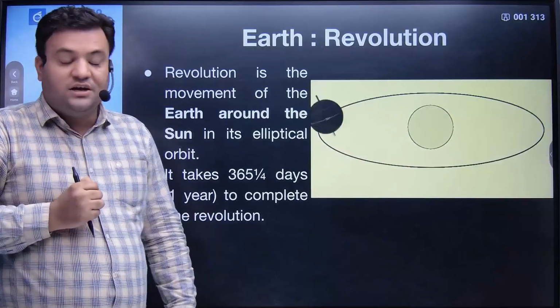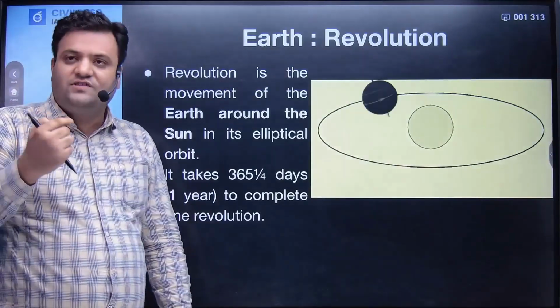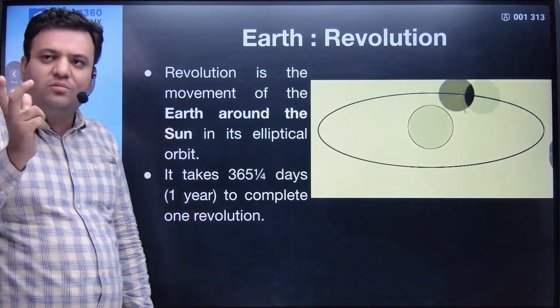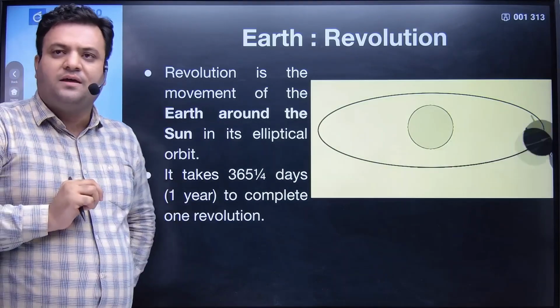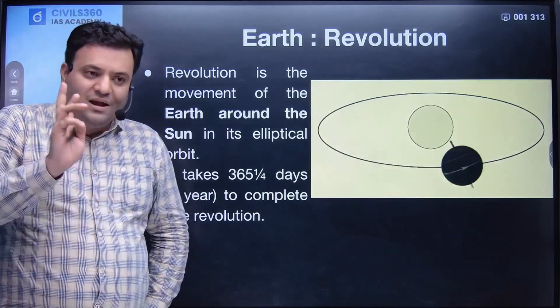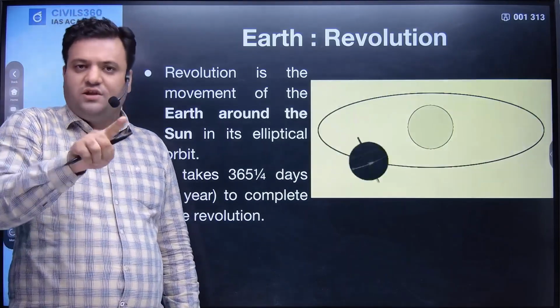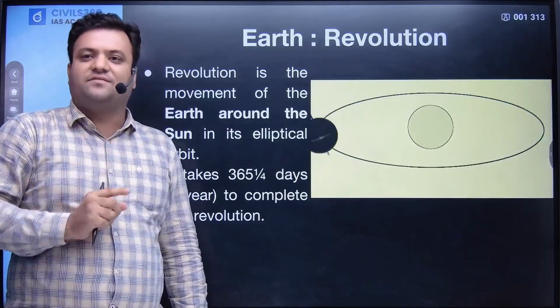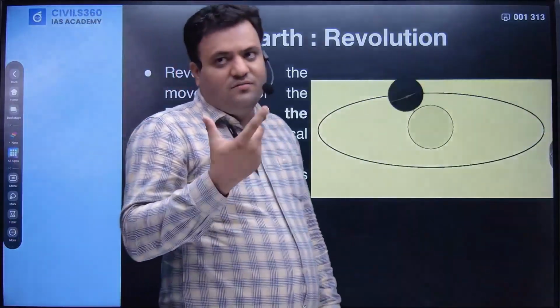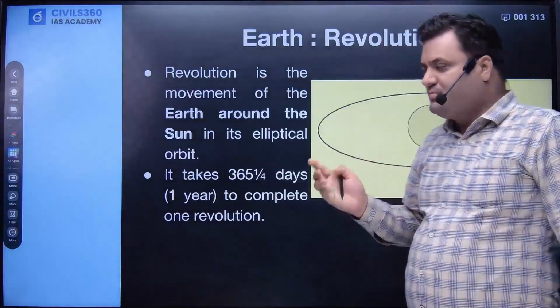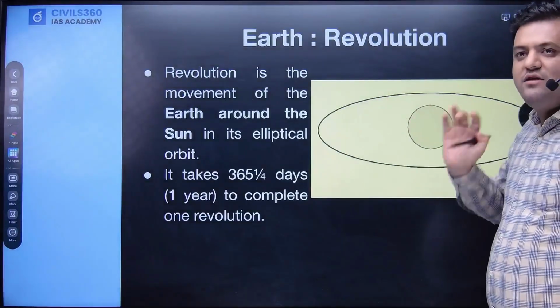orbit. It is not like a circular orbit, it is an elliptical orbit, and it takes roughly 365 days for one complete revolution. For one rotation 24 hours, for one revolution 365 days, that is 1 year, which we use as a reference. So the revolution will take that much time.